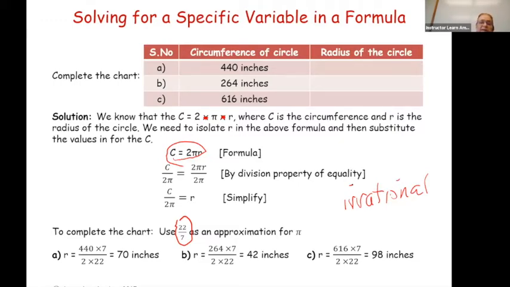Okay, so complete the chart. We would have that in the first case, case A, if the circumference is 440, then the radius is going to be 440 divided by 2 times pi. And remember, if we're dividing by 2 times 22/7, the 7 is going to flip up into the numerator. And the same thing holds in the remainder of these problems, the same process for calculation.